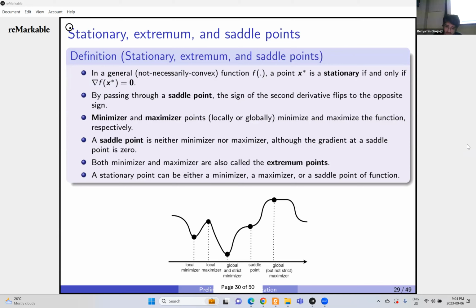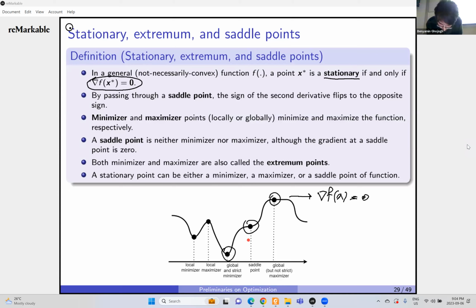We have a stationary point. At a stationary point, the gradient is 0. So whenever it is a minimum or maximum, the gradient is 0. But when the gradient is 0, it's not necessarily a minimum or maximum. It might be a saddle point, right? So it's just one-sided. So what do I mean? For all of these, the gradient of f at them is 0, right?